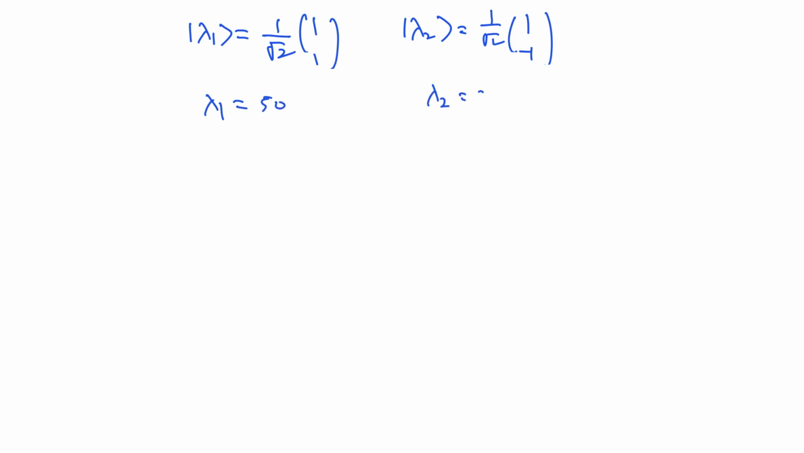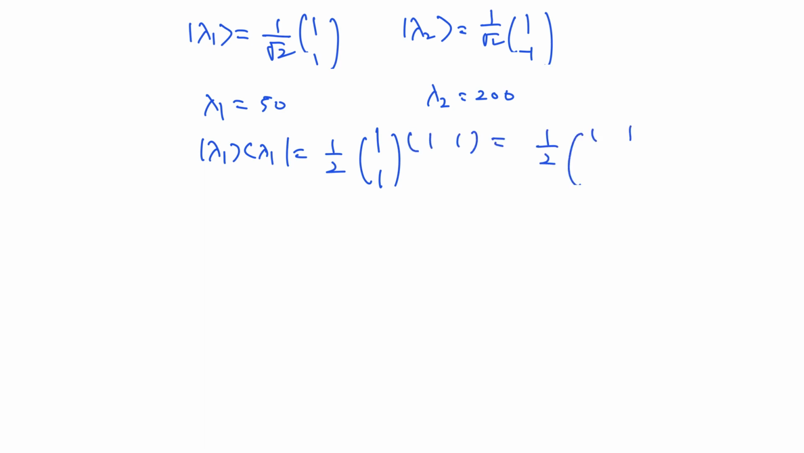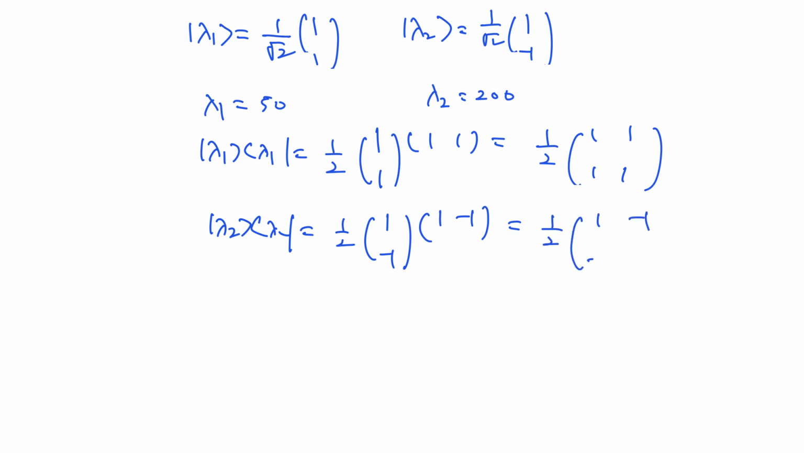So lambda 1 is 1 over square root of 2 times (1, 1), right? Lambda 2 is 1 over square root of 2 times (1, minus 1). Lambda 1 is 50. Lambda 2 is 200. The outer product for lambda 1 is one half of (1, 1, 1, 1), right? For lambda 2, it is one half of (1, minus 1, minus 1, 1).